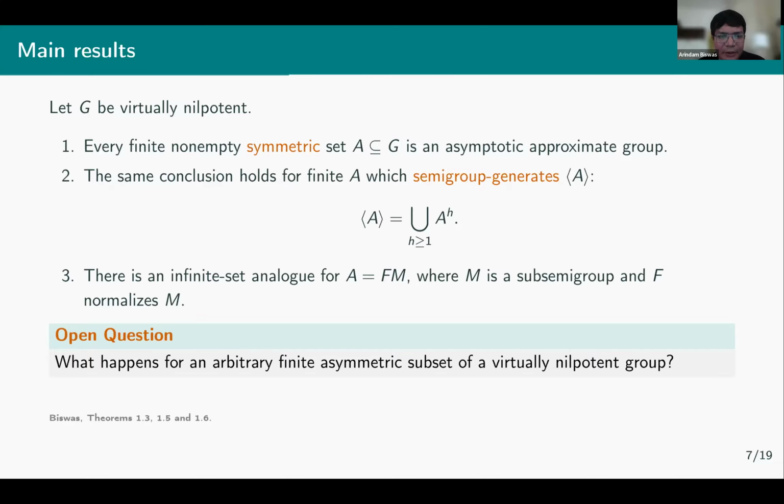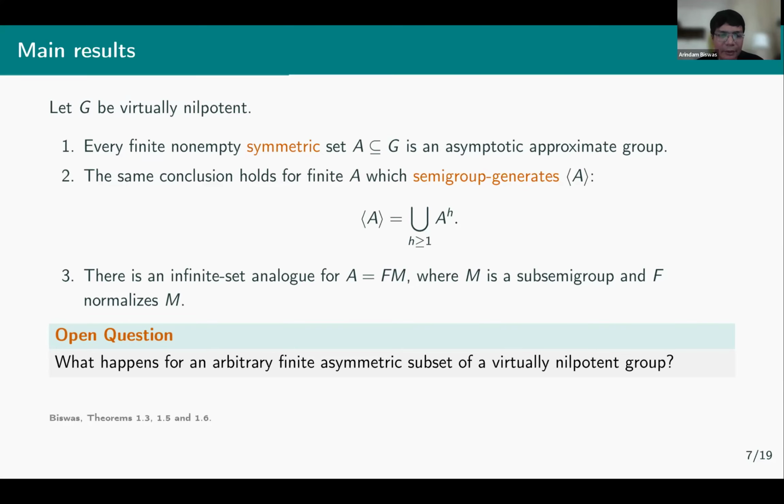And we were also able to show that there is an infinite set analog, the semilinear sets, in the context of virtually nilpotent groups. These are not exactly arithmetic progressions; I would say an analog of arithmetic progressions in the case of nilpotent groups would be nil progressions. But here we need a bit more structure. So if we take A to be FM, where M is a sub-semigroup and F normalizes M, and we need this condition that F normalizes M, then these sorts of sets will also be asymptotic approximate groups.